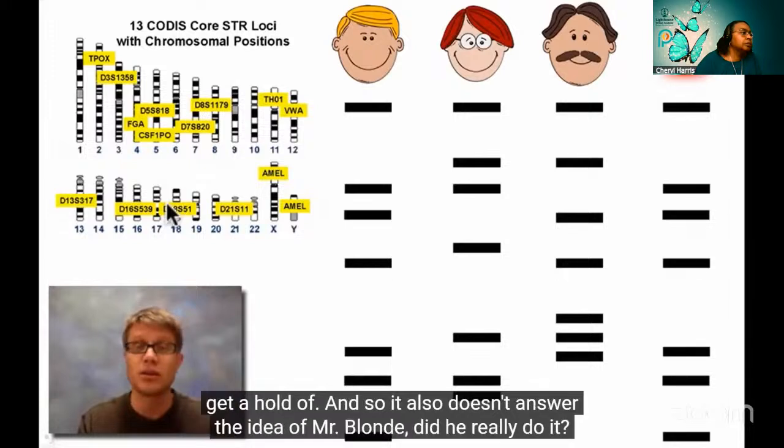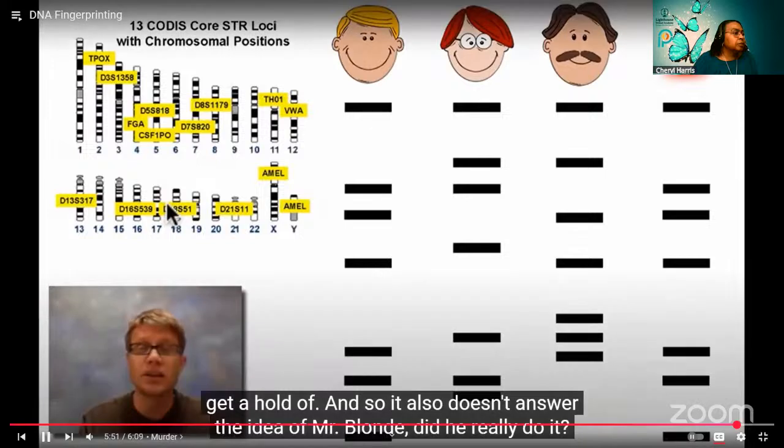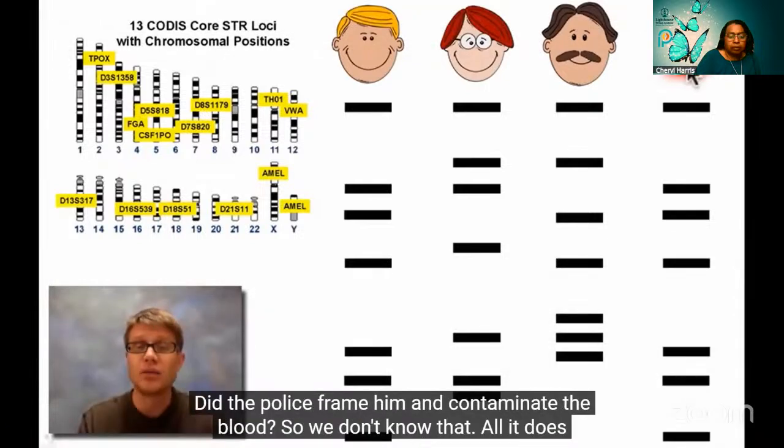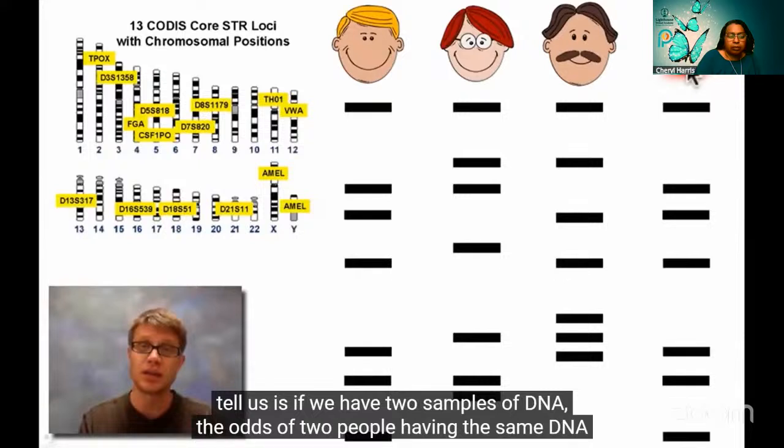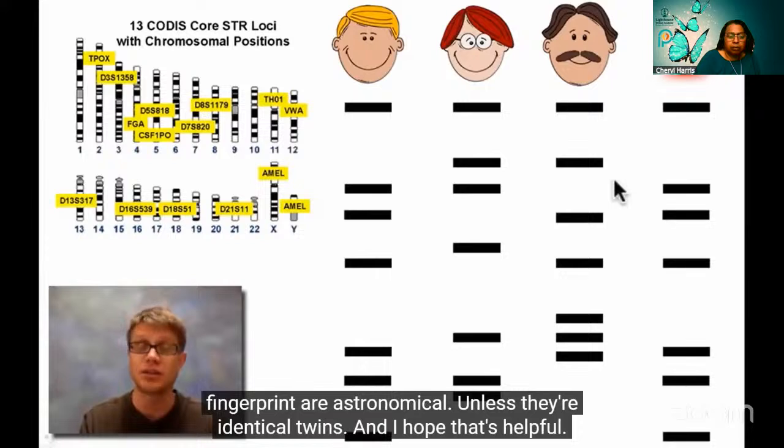And it also doesn't answer the idea of Mr. Blonde. Did he really do it? I mean, did the police frame him and then contaminate the blood? So we don't know that. All it does tell us is if we have two samples of DNA, the odds of two people having the same DNA fingerprint are astronomical, unless they're identical twins, but I digress. And I hope that's helpful.